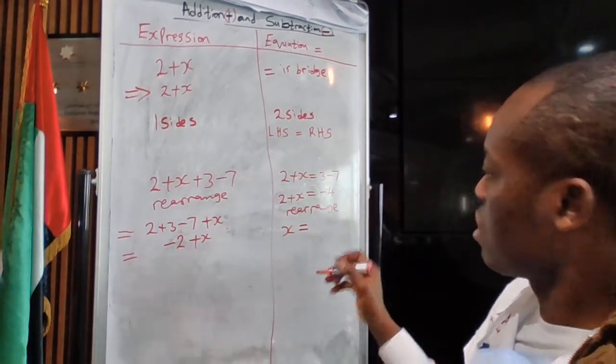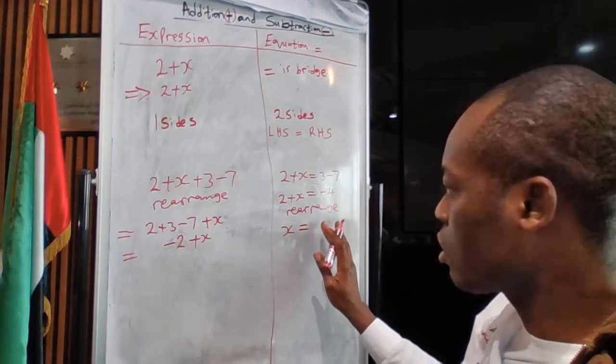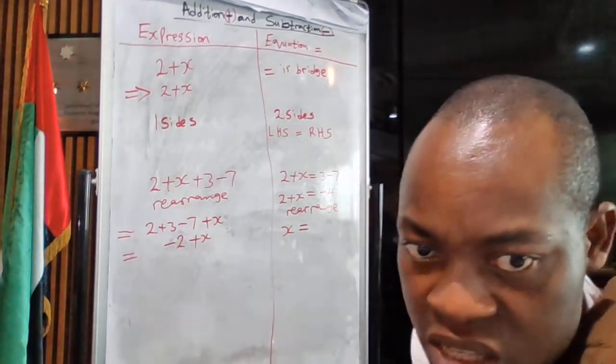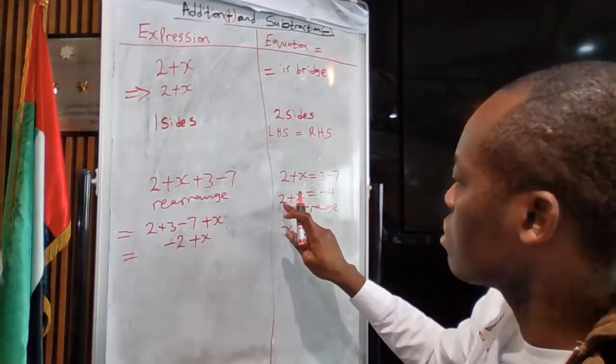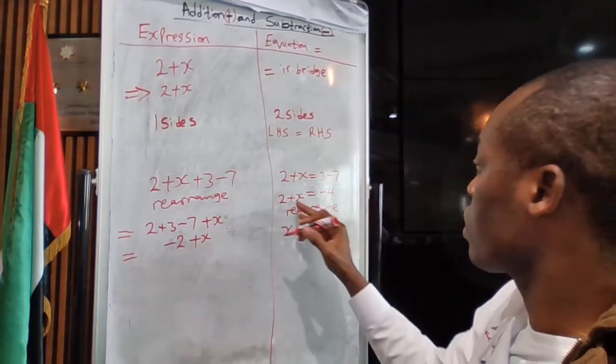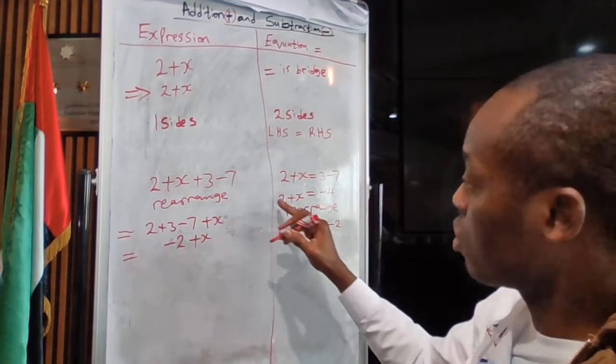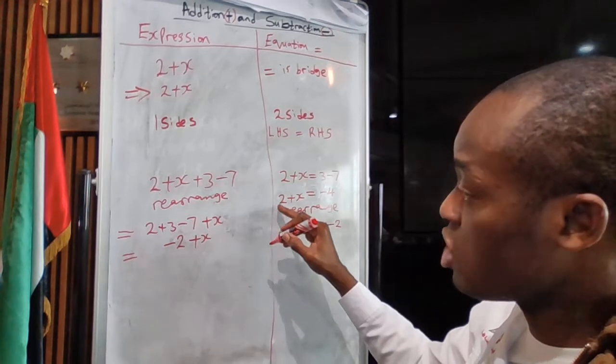So that is, we want to make alphabet to be in one side and make number to be in one side. We are collecting things that look alike, don't forget. So that is 2 to this side. This side already we have minus 4. Then 2 coming to this side will become what? Minus 2, because it was what? Plus 2 initially.